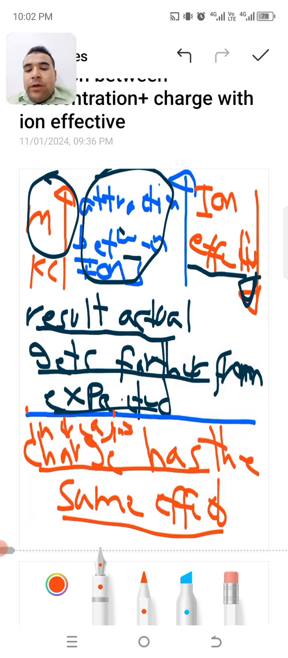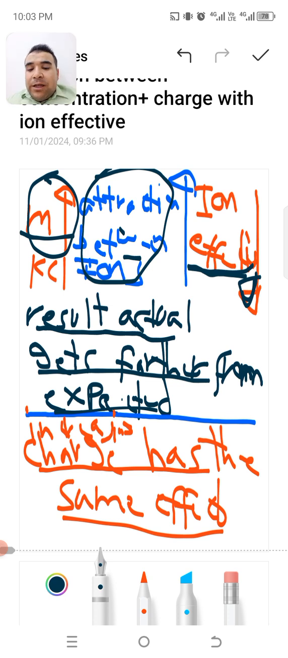What we mean here is that having a high concentration results in a longer distance, where the actual gets farther from the expected. Having a high charge results in the same effect. So as the charge increases, the ion effective decreases. And as the ion effective decreases, it results in a longer distance between the actual and expected. So the actual gets farther from the expected.